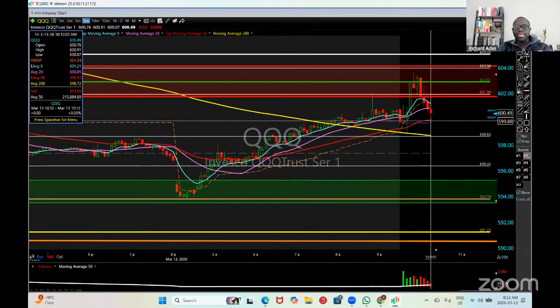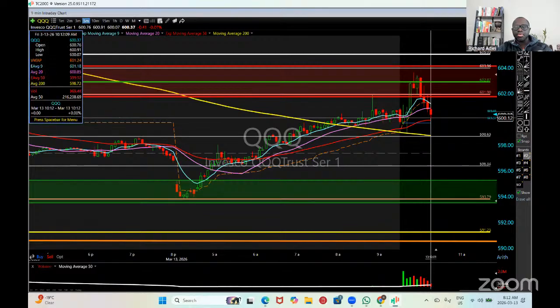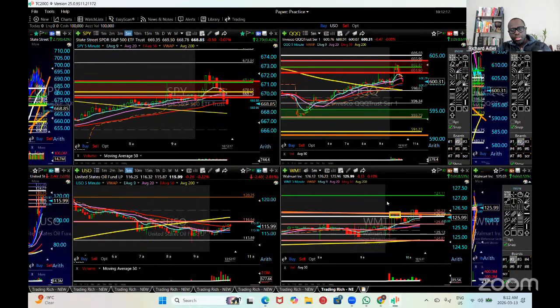So here I'm going to see if it can hold this area, which is the 50. You see here, bounce. Is it going to bounce here? If it bounces here, then we can go. But if it doesn't, then it's going to sell off, right? So yeah, that's what it is.